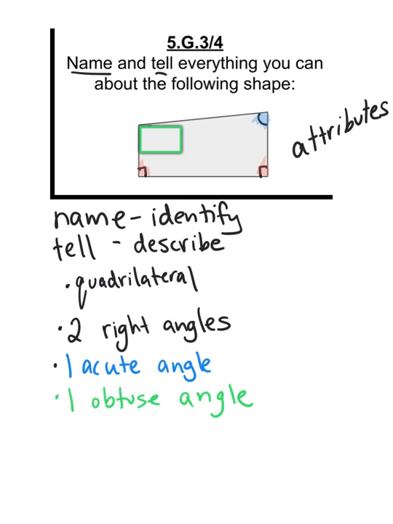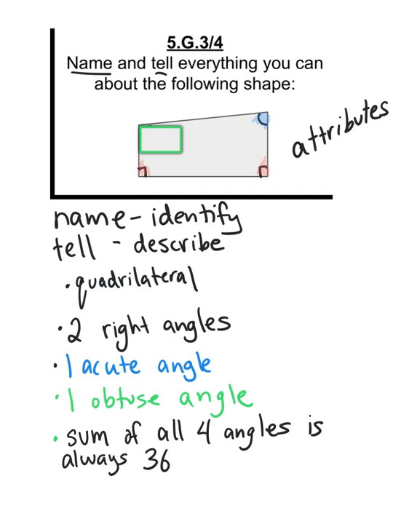And do you want to know something else that I happen to know about this shape? This is amazing. You're going to love this. When you have a quadrilateral, it doesn't matter what 4-sided polygon you're talking about, the sum of all 4 angles in a quadrilateral is always 360 degrees.